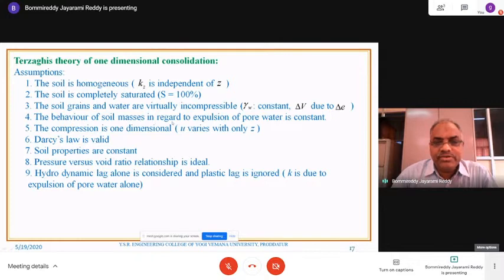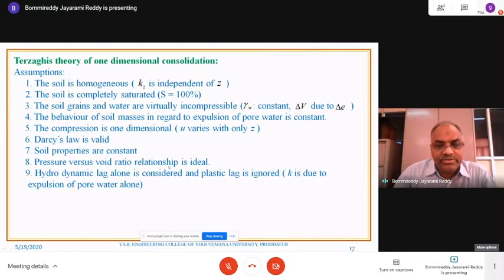Behavior of the soil mass in regard to expulsion of pore water is constant. So behavior may not change when the soil has more water or less water. There is no change of behavior. Behavior of the soil mass is always taken as constant. Compression is considered only one-dimensional because no lateral compression or lateral extension is allowed here. Darcy's law is valid, V is equal to Ki, and soil properties are also constant. Soil properties may not vary.